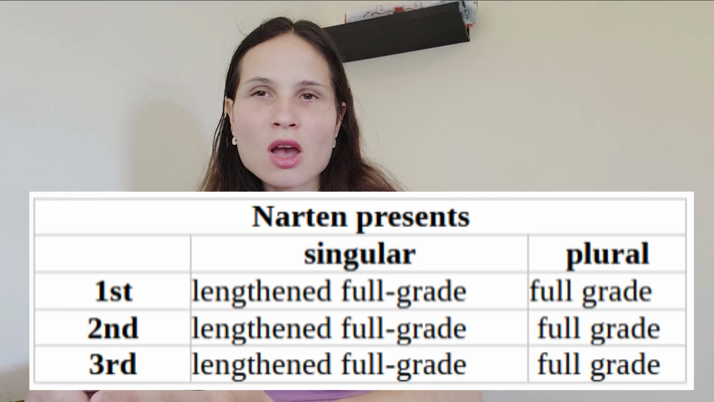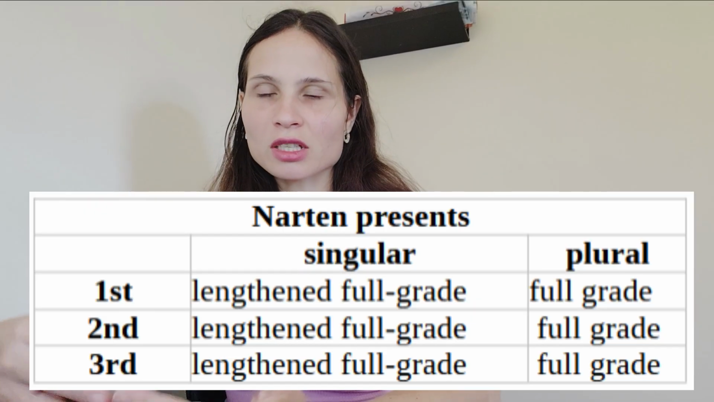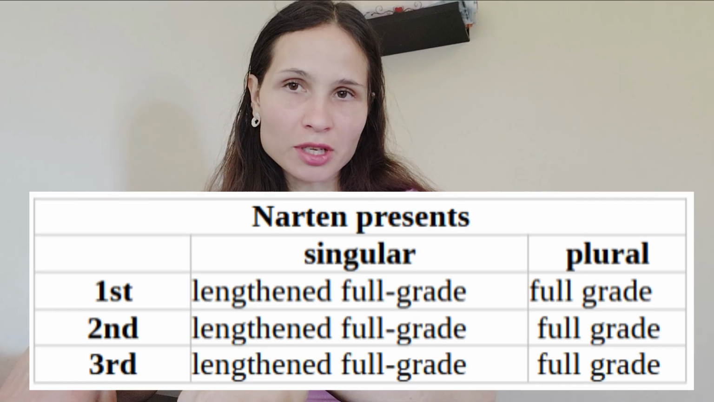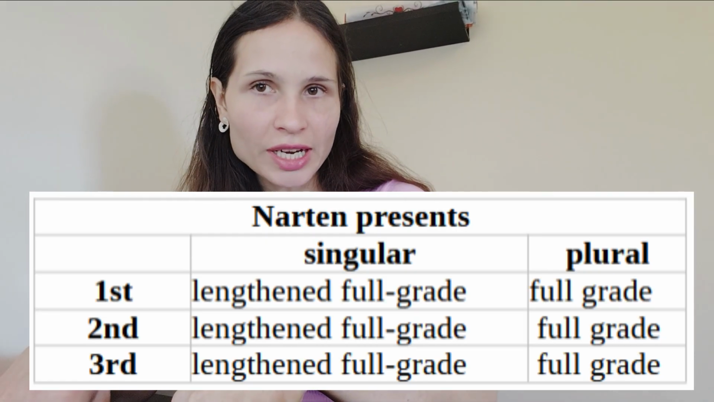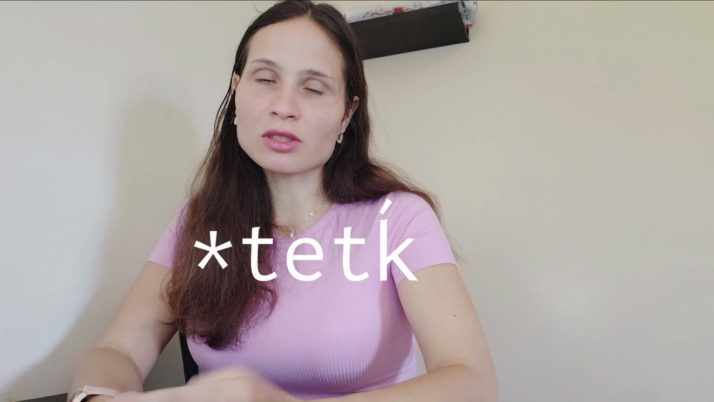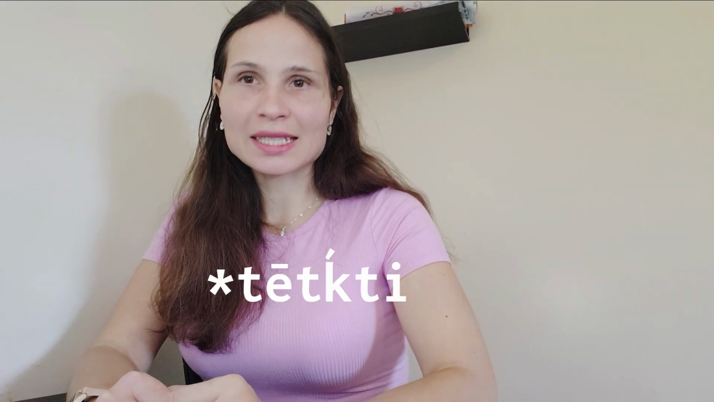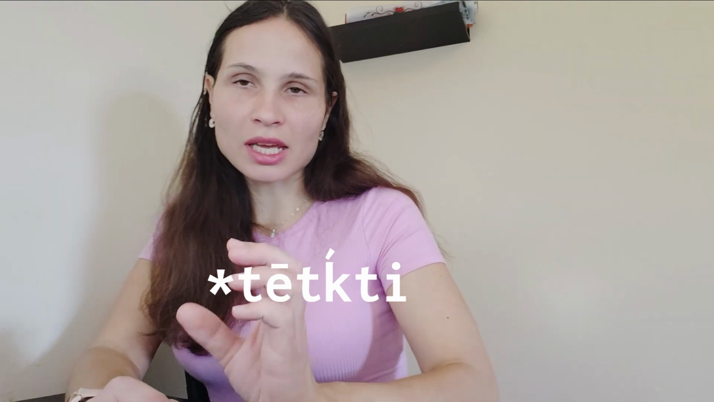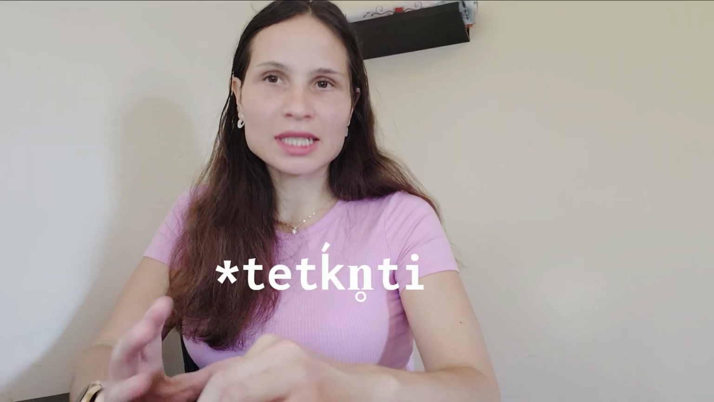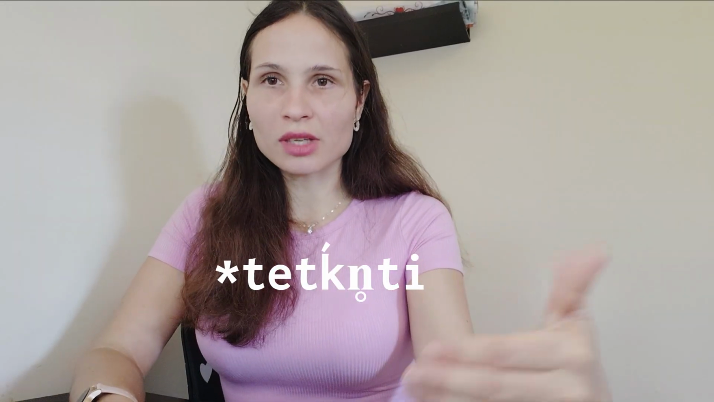An unusual type of athematic present is called the Narten present, where instead of the ablaut variation being between the full grade in the singular and the zero grade in the plural, it is between the lengthened full grade in the singular and the regular full grade in the plural. An example is the verb tetk, which meant to create or cut. And in the singular, that would have been tetkti, so that's with a lengthened E vowel. And in the plural, it would be tetkinti with a short E vowel.